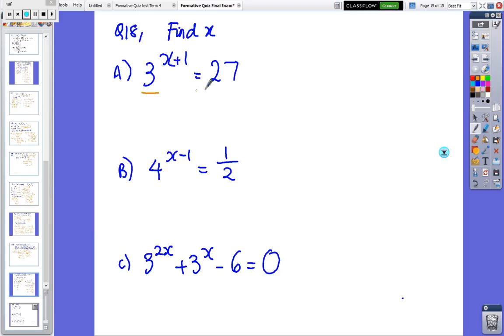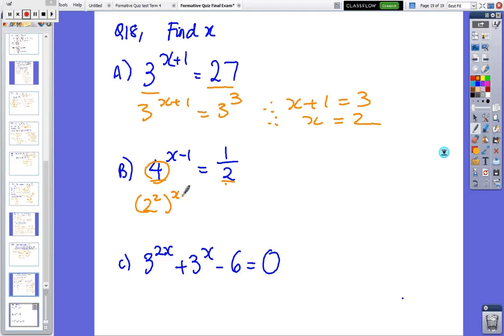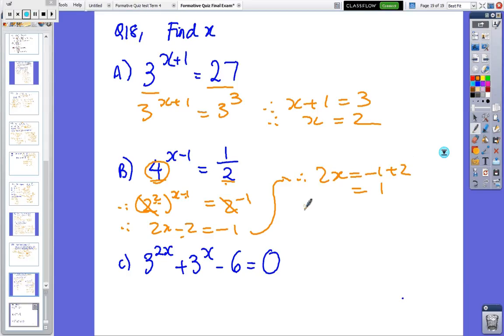Okay, we're back. So 3 and 27 have a common base of 3. So 27 is 3 cubed. So then we can just finish: x plus 1 equals 3. So x equals 2. 4 and 2 have a common base of 2. So this is going to be 2 squared to the x minus 1 equals 2 to the minus 1. So 2 times x is 2x. 2 times minus 1 is minus 2 equals minus 1, because we can forget about the bases now. Okay, so add 2 to both sides. So 2x equals minus 1 plus 2 equals 1. So x equals a half.